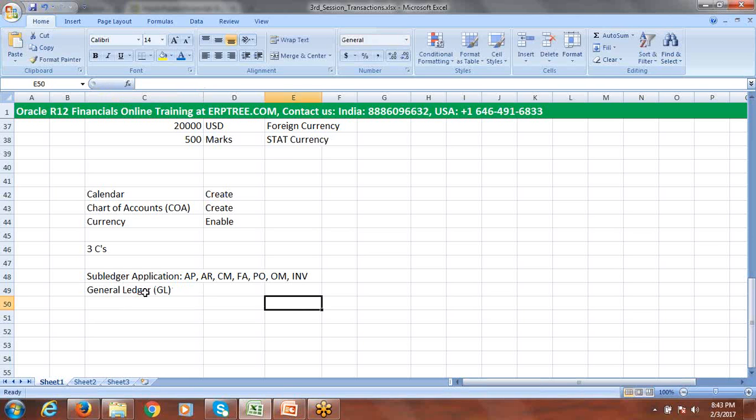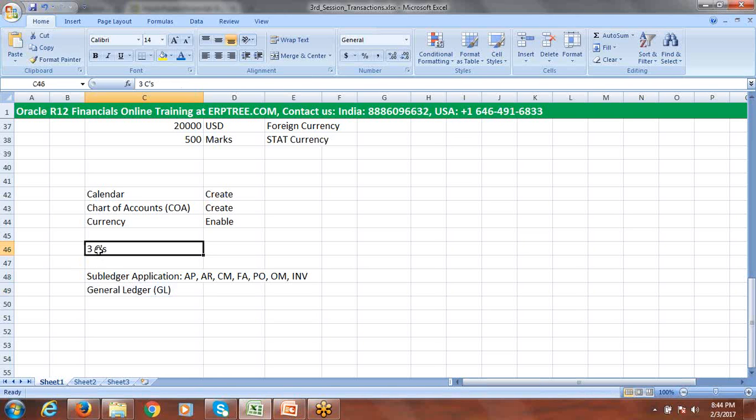So now the point here is, GL is separate, general ledger, which will get data from all the other applications. All other applications we are calling as subledger application. Now the simple point we are discussing: by using calendar, currency, chart of accounts, we can create the transaction. I want to simplify the definition. Since these three are starting with C, I'm calling it as 3Cs. Now I'll say by using 3Cs we can record the transaction.